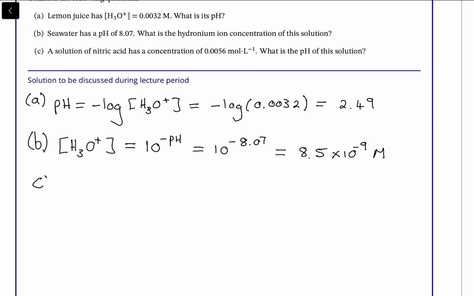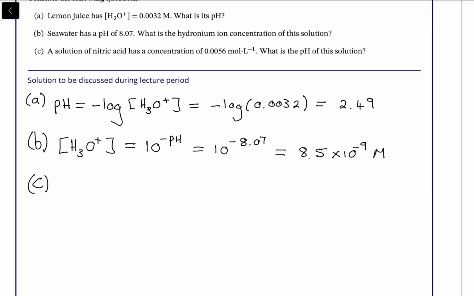Then in the C part, we have a solution of nitric acid with a concentration of 0.056 moles per liter, so molar. What is the pH of the solution?